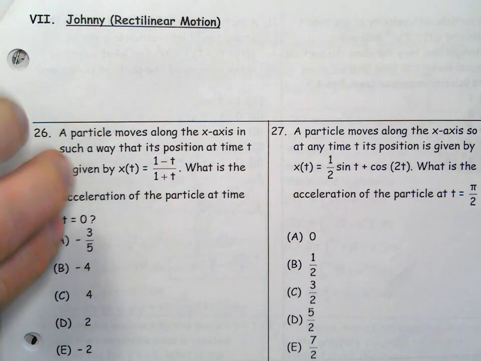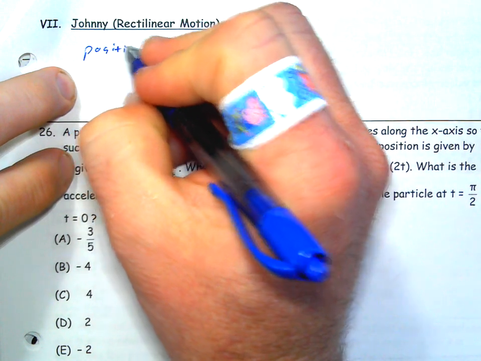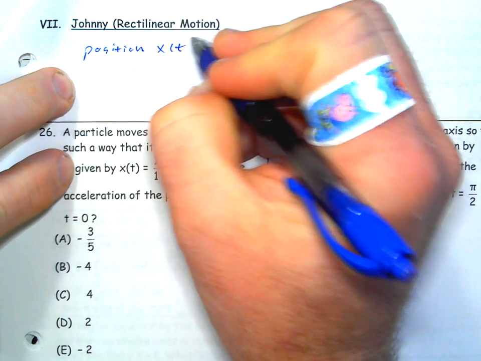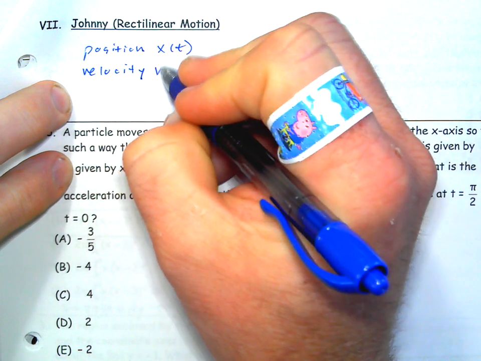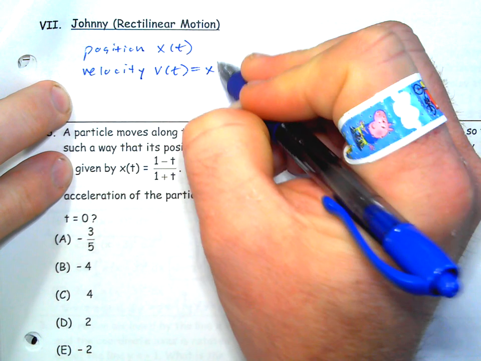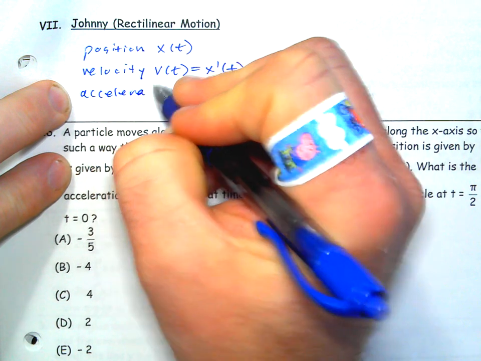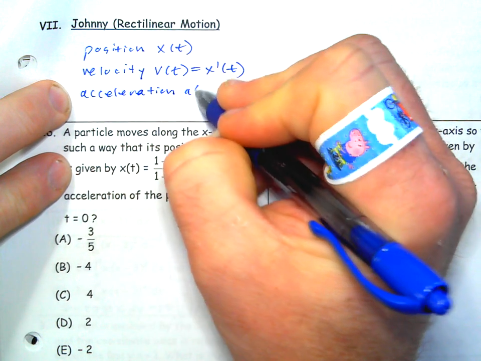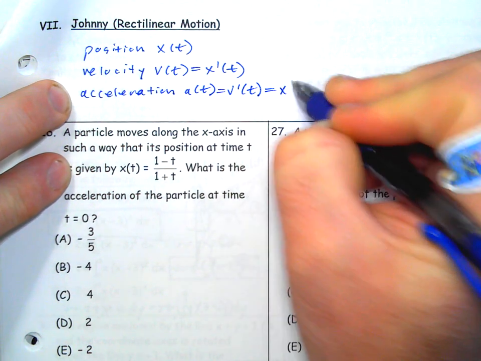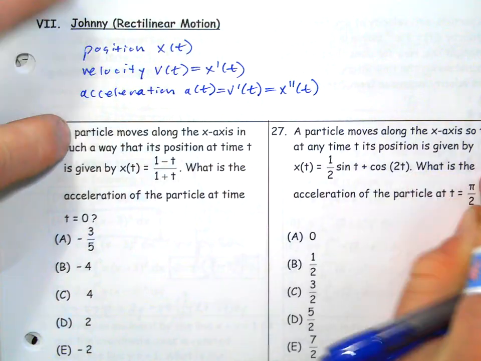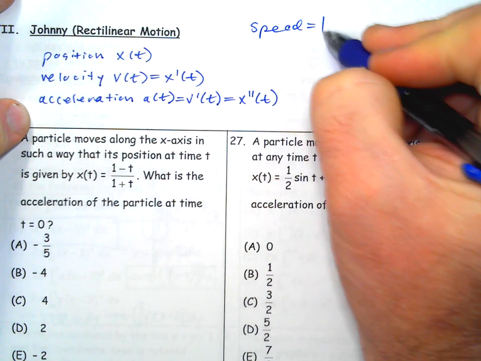Walk the Line. Okay, so rectilinear motion. We have position, which is typically x, usually on the AP test. You have velocity, which is the derivative, x prime. You have acceleration, which is the derivative of velocity, the second derivative of position. Some different things that we need to know: speed is the absolute value of velocity.